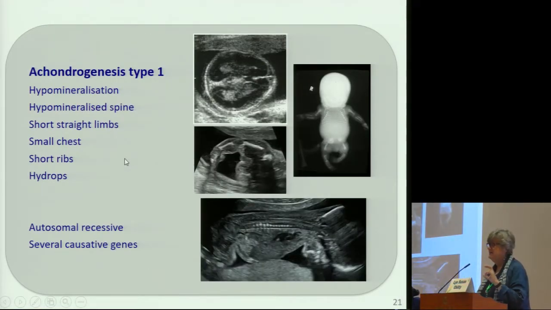You can differentiate this from achondrogenesis, which has a hypermineralized skull but short, straight limbs, and this is the condition which has this very profoundly hypomineralized skull. There are two sorts, dominant and recessive. So this is type 1 achondrogenesis, which is recessive, and this is due to many causative genes. Type 2 is due to mutations in the collagen genes and has a low recurrence risk. But again, here you can see there's no mineralization of the spine here. I hope you can see that.